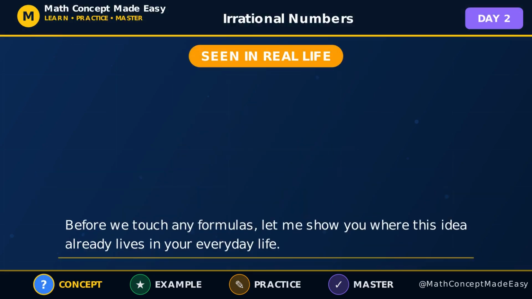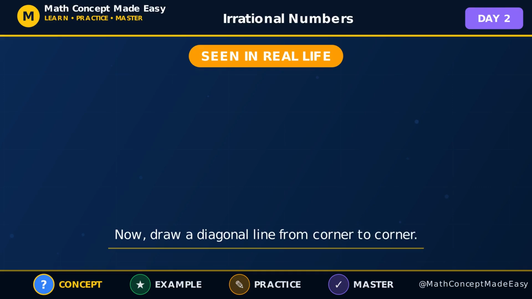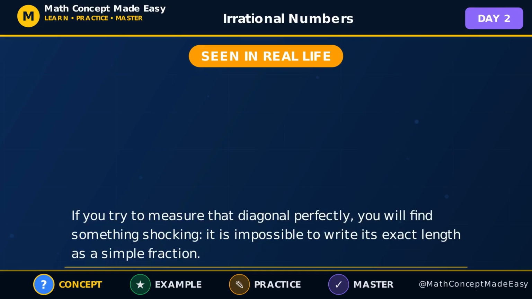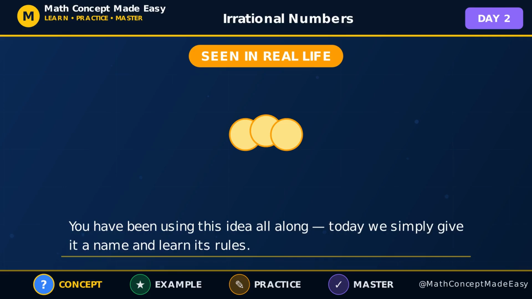Before we touch any formulas, let me show you where this idea already lives in your everyday life. Imagine drawing a perfect square that is exactly 1 meter wide and 1 meter long. Now, draw a diagonal line from corner to corner. If you try to measure that diagonal perfectly, you will find something shocking. It is impossible to write its exact length as a simple fraction. You have been using this idea all along. Today we simply give it a name and learn its rules.